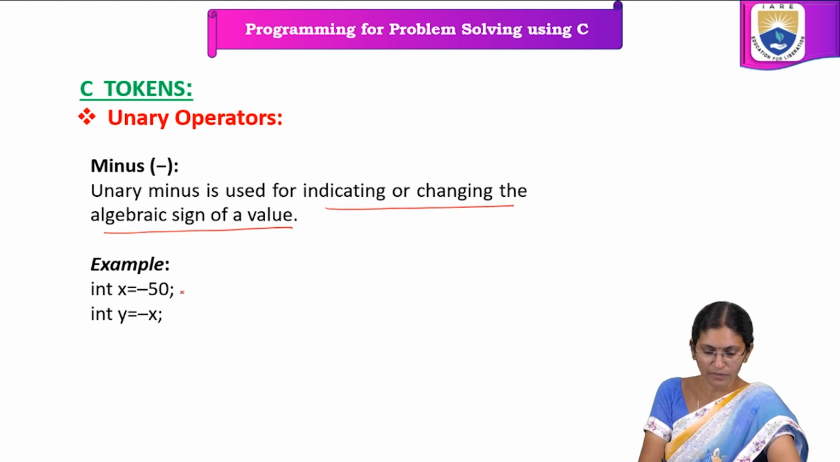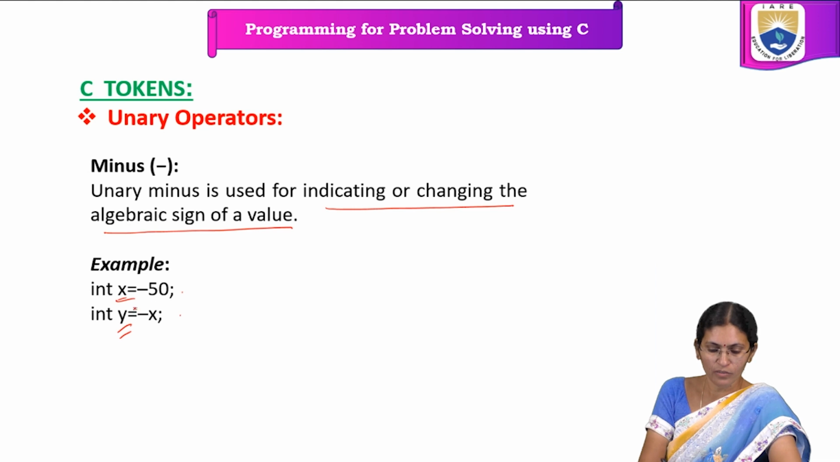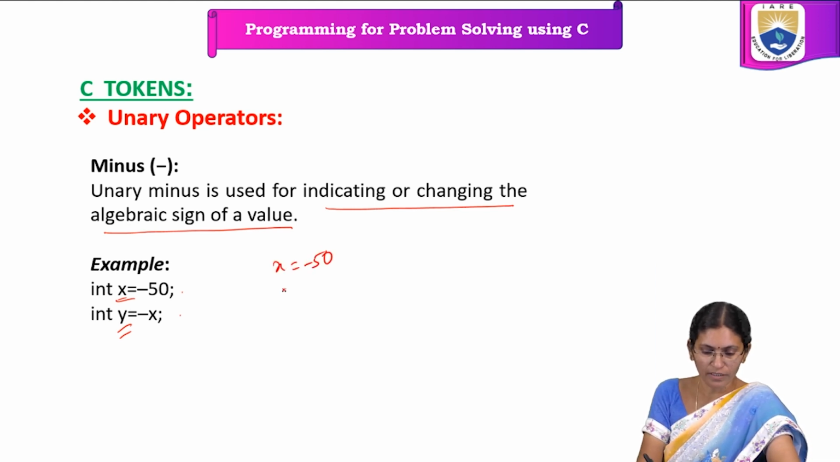So for example, here we have two variables, both of integer type. There are different types of data types, which we'll discuss later on. So here we are using integer data types. x is equal to minus 50 and y is equal to minus x.